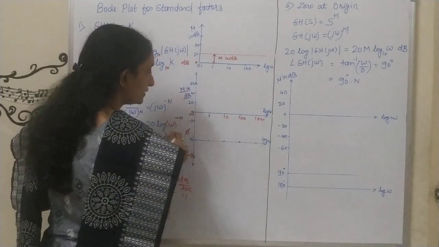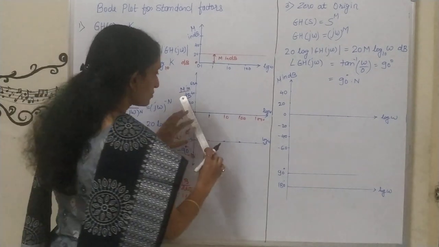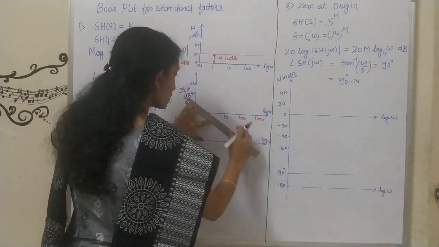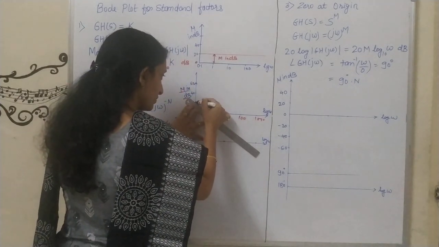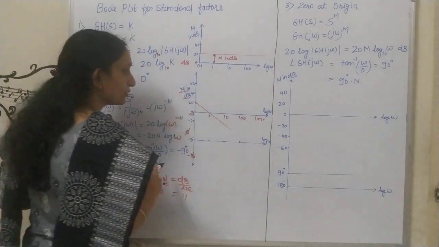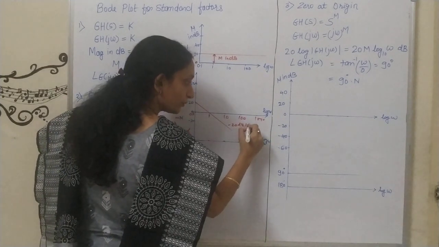Look at this, what I will do for drawing the line slope of minus 20 dB per decade. I will join this 20 and 1 line. Look at this, I am joining the first decade, so 20 and first decade. So this will be my line slope of minus 20 dB per decade. I hope you are getting it.